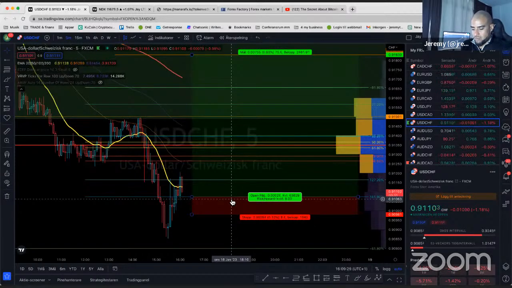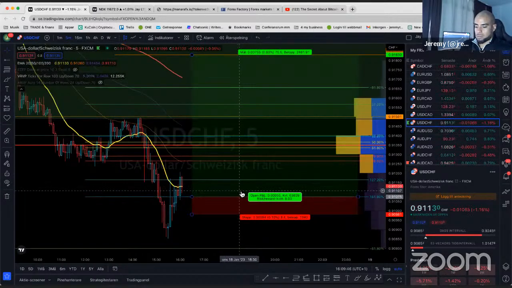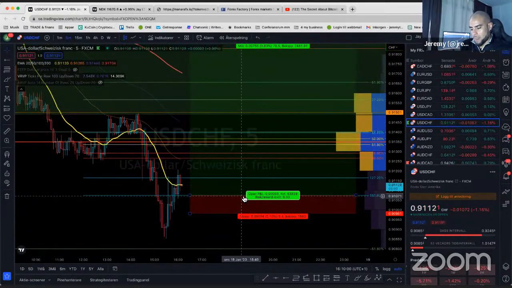It's USD versus Swiss francs. Yeah, we're still hesitating. Remember, 0.9107. That's what we want to enter. We don't want to jump the gun. So this is what we're looking for, guys.